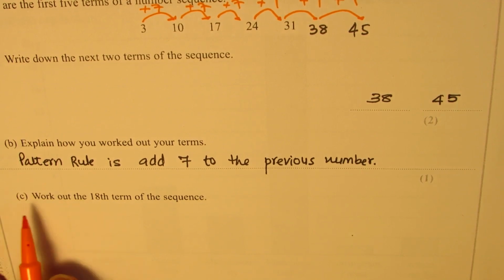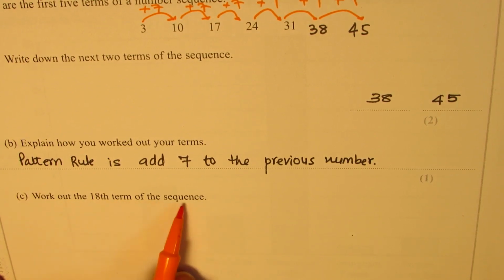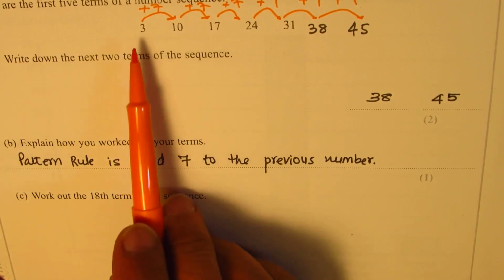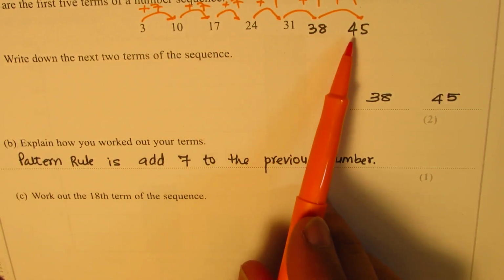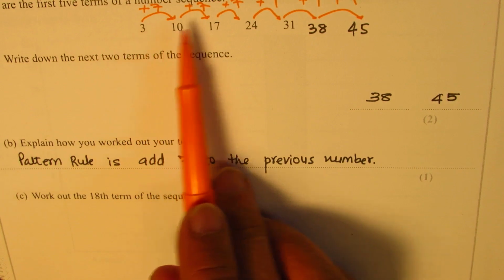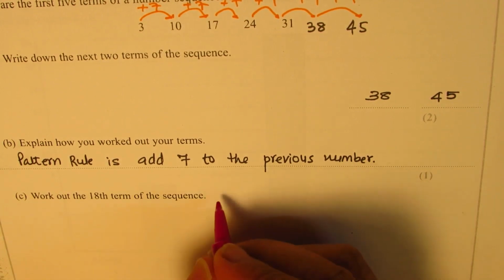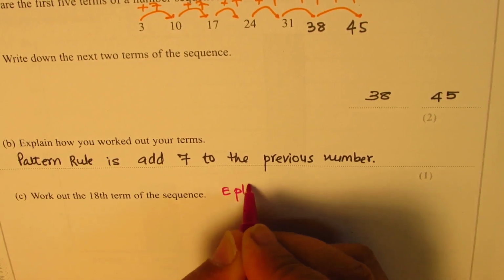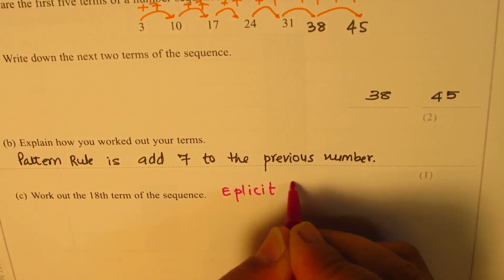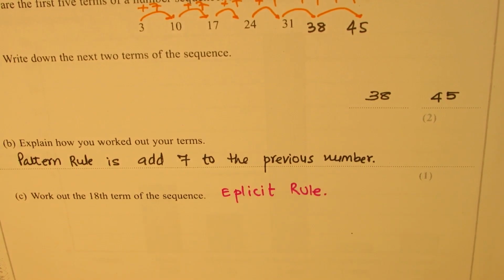Now, the question is, work out the 18th term of the sequence. Now see, 1, 2, 3, 4, 5, 6, 7. This is the 7th term. You could add up to the 18th term and get your answer. But now we'll actually find an explicit rule, right? So here is a deviation. We are now looking for an explicit rule. That will be better, right?